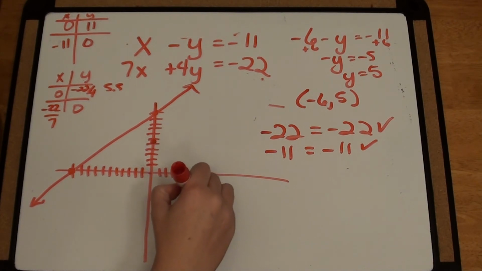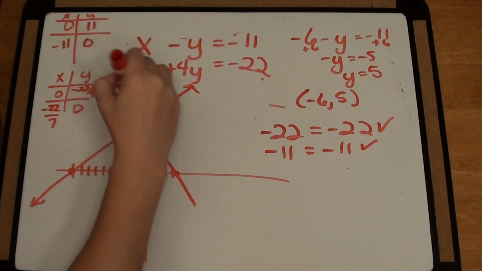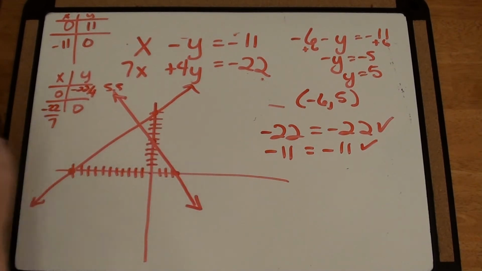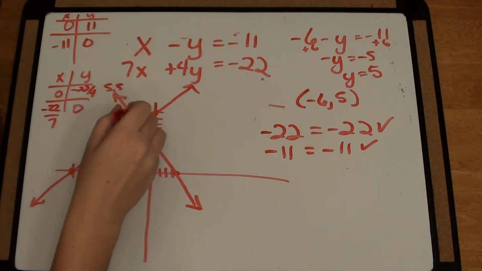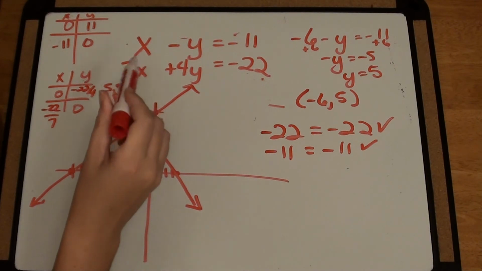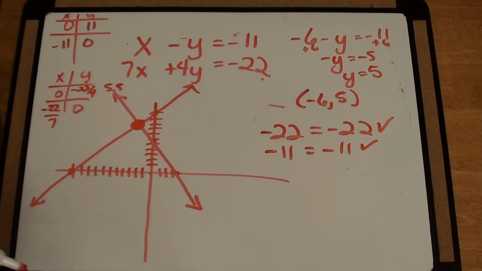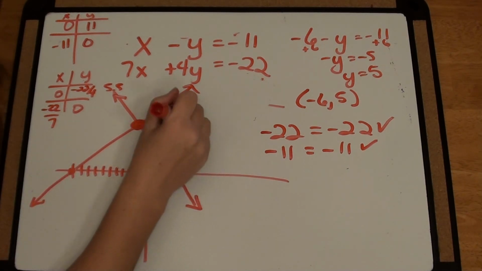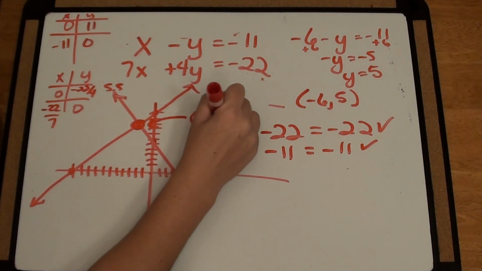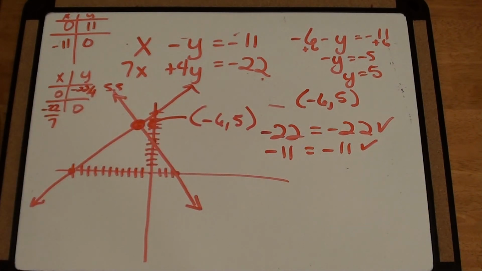So if I went ahead and made this line, oh my gosh, I must have these way off. This point here should match that, but apparently my drawing is horrendous because it doesn't match. But in an ideal world, I would label this negative 6, 5, because that's where they actually cross.